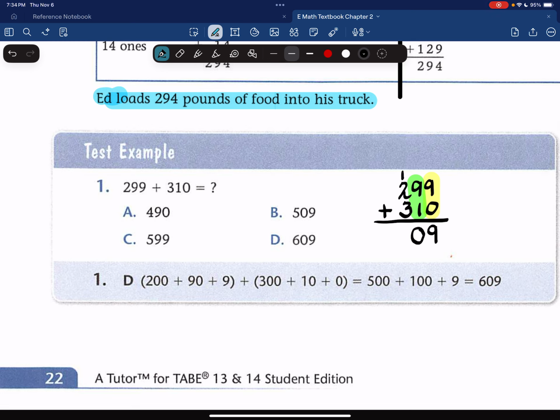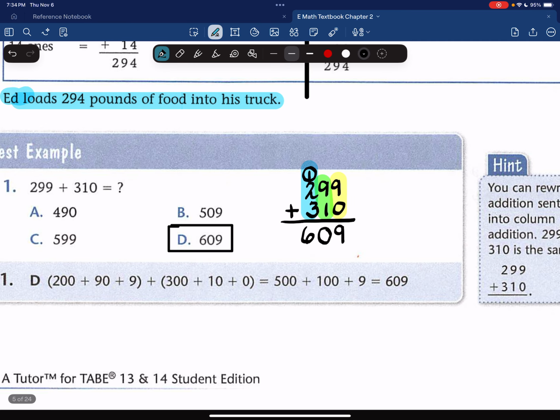rods up here to the flats column. And then you will add the flats. So you get 1 and 2, that's 3, plus 3 more is 6. So the answer is 609.